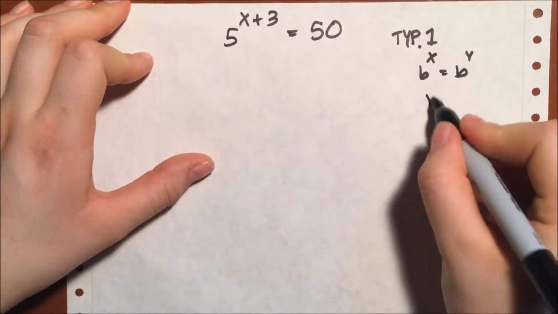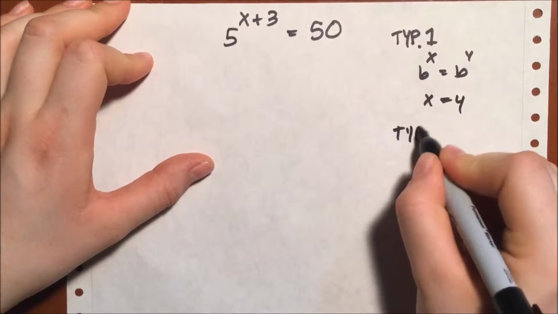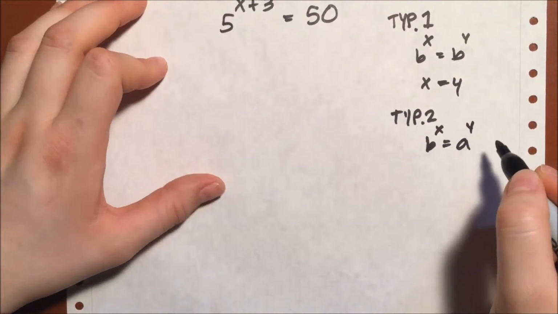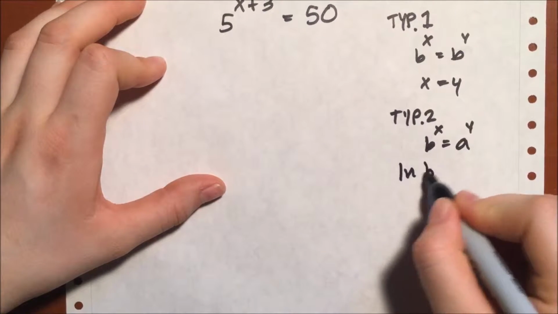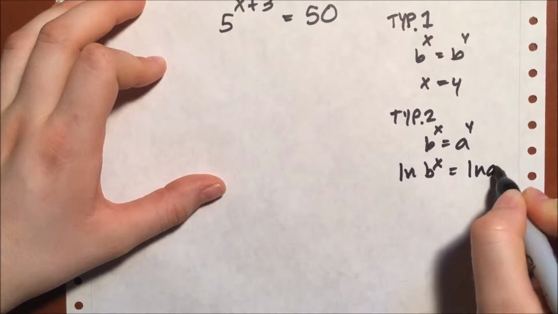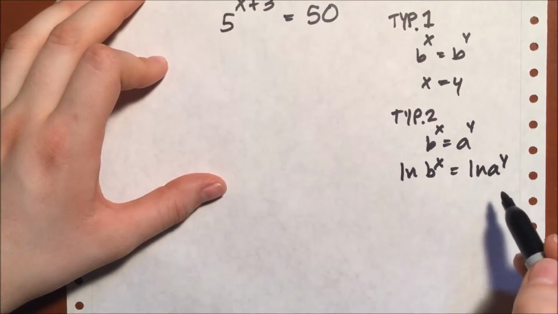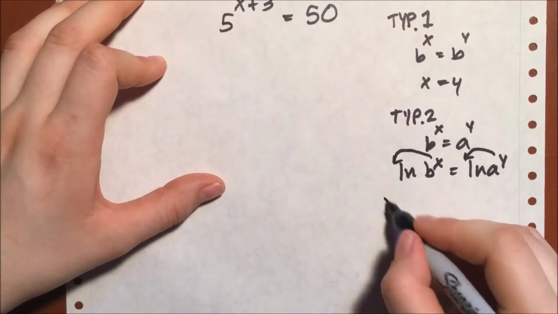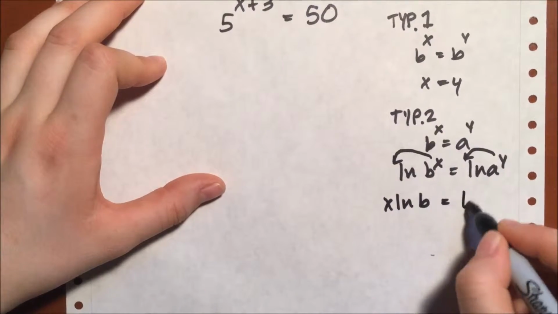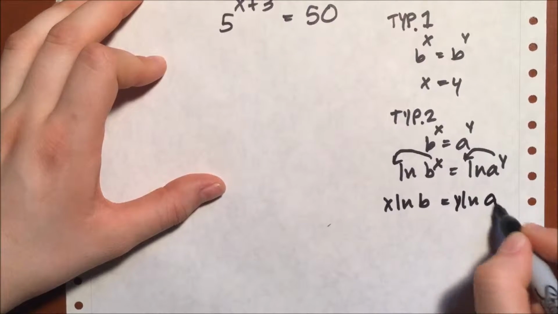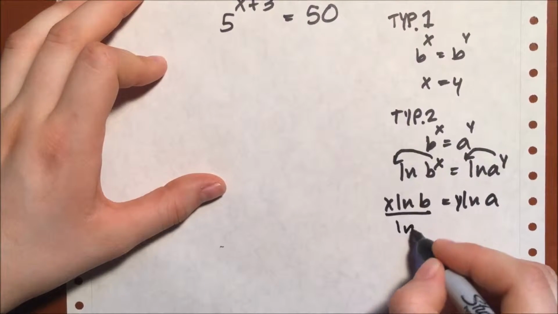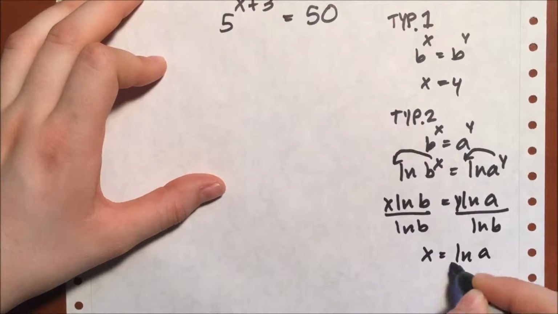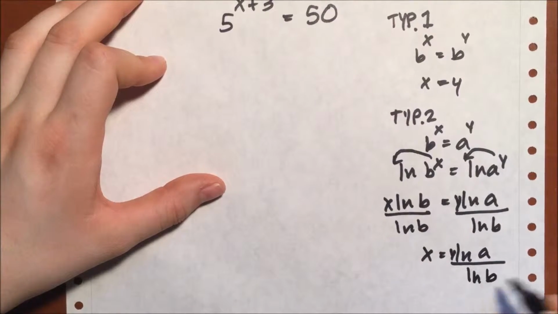and equate their exponents. Type 2 means that you can't get their bases the same. So what you have to do is ln or log both sides. And the reason that you're going to use this ln or log is so that you can bring the exponents to the front. And then, if you're solving for maybe x in this equation, you could divide to get x by itself, and you'd have x equals ln a over ln b.